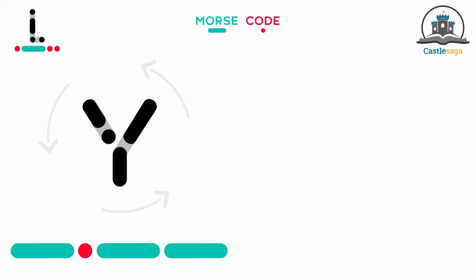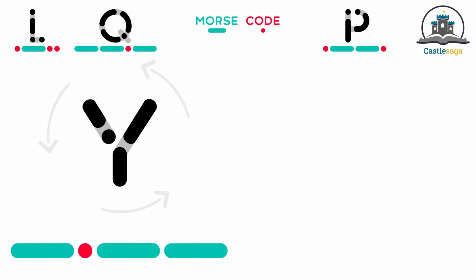Try to recall. L is the opposite of Y. L is dit, da, dit, dit. Q is the mirror image of Y. Q is da, da, dit, da. Also remember, P and Y are the only two letters where we have cut a small part. P is dit, da, da, dit. Y is da, dit, da, da.